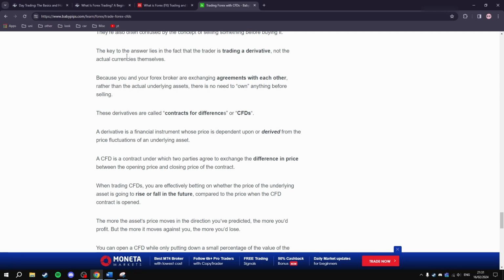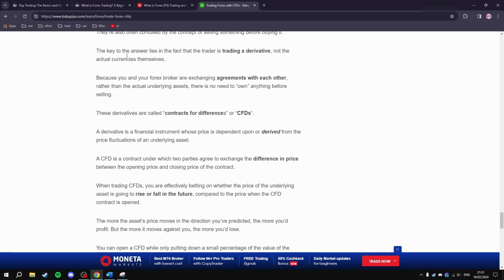These derivatives are called contracts for differences, or CFDs. A derivative is a financial instrument whose price is dependent upon or derived from the price fluctuations of underlying assets. A CFD is a contract under which two parties agree to exchange the difference in price between the opening price and closing price of the contract. When trading CFDs, you are effectively betting on whether the price of the underlying asset is going to rise or fall in the future, compared to the price when the CFD contract is opened.